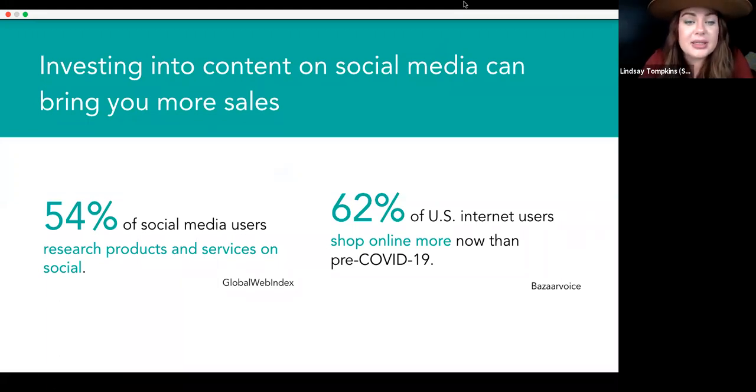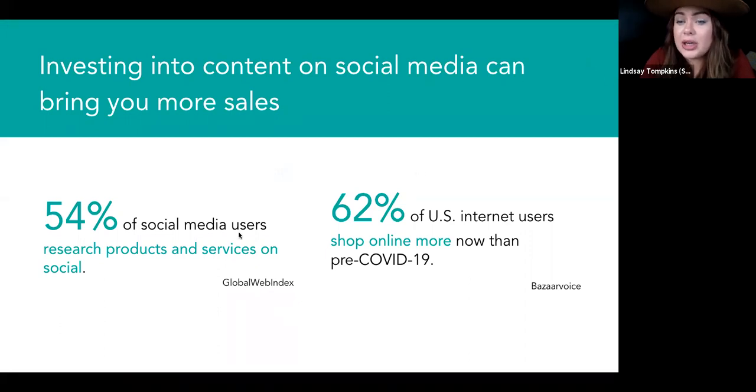So 54% of social media users research products and services on social. They're looking for the solutions to their problems. And we're going to talk about that a little bit more in a moment. And then 62% of US internet users shop online more now than pre-COVID-19. How many of you in the chat, you can even throw a little hand up, how many of you now shop more online now that we've gone through COVID and we're coming out the other side of it than you did before? Right? Most of us.